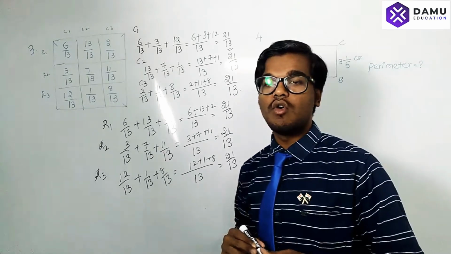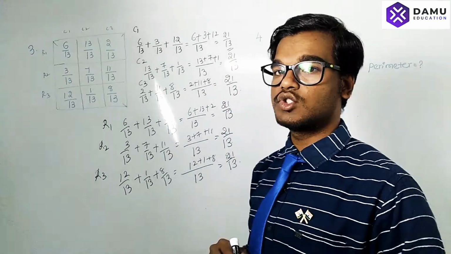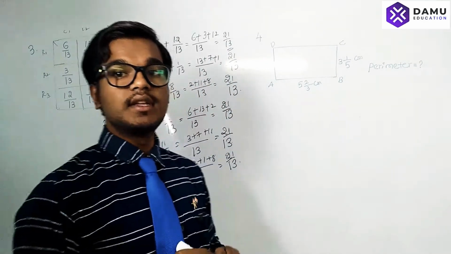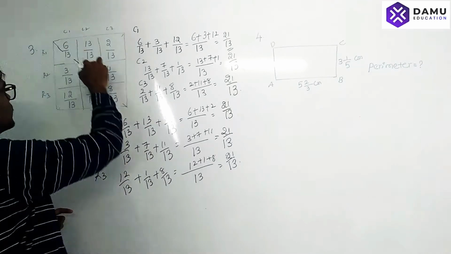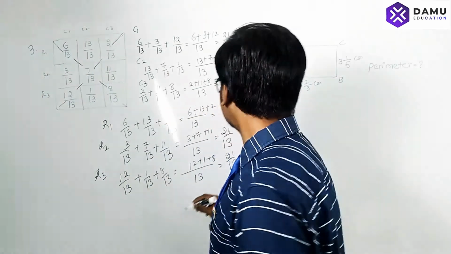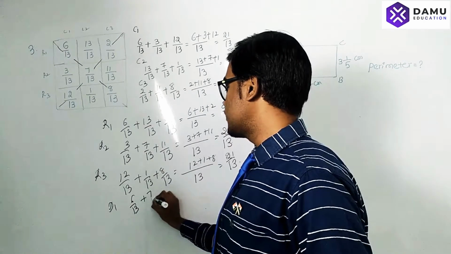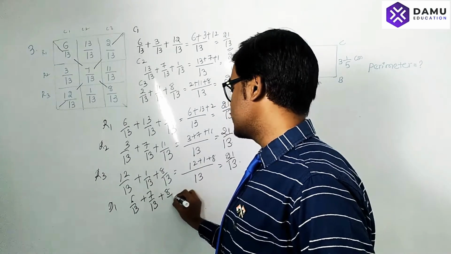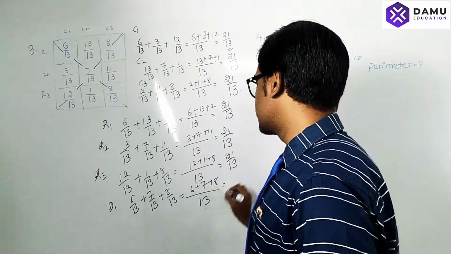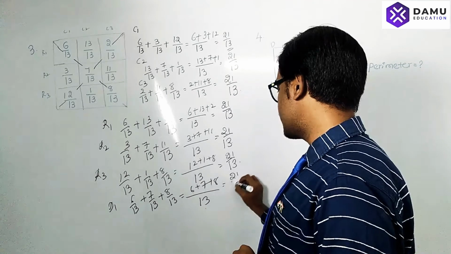So we added all the columns and rows, and we are getting equal values. Then we have to check in the diagonal manner. Diagonal means the crossed lines. Let's take D1: 6 by 13 plus 7 by 13 plus 8 by 13. So 13 below, 6 plus 7 plus 8. 6 plus 7 will be 13, 13 plus 8 is 21 by 13.